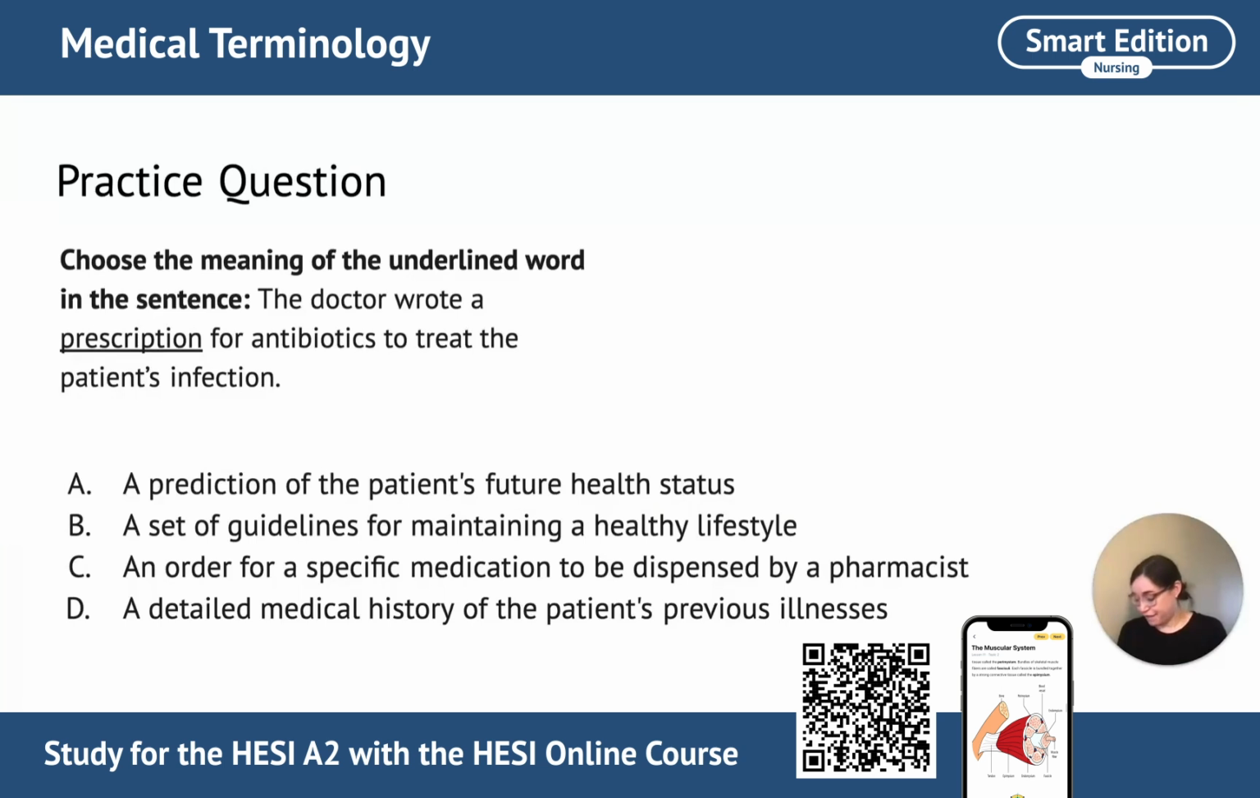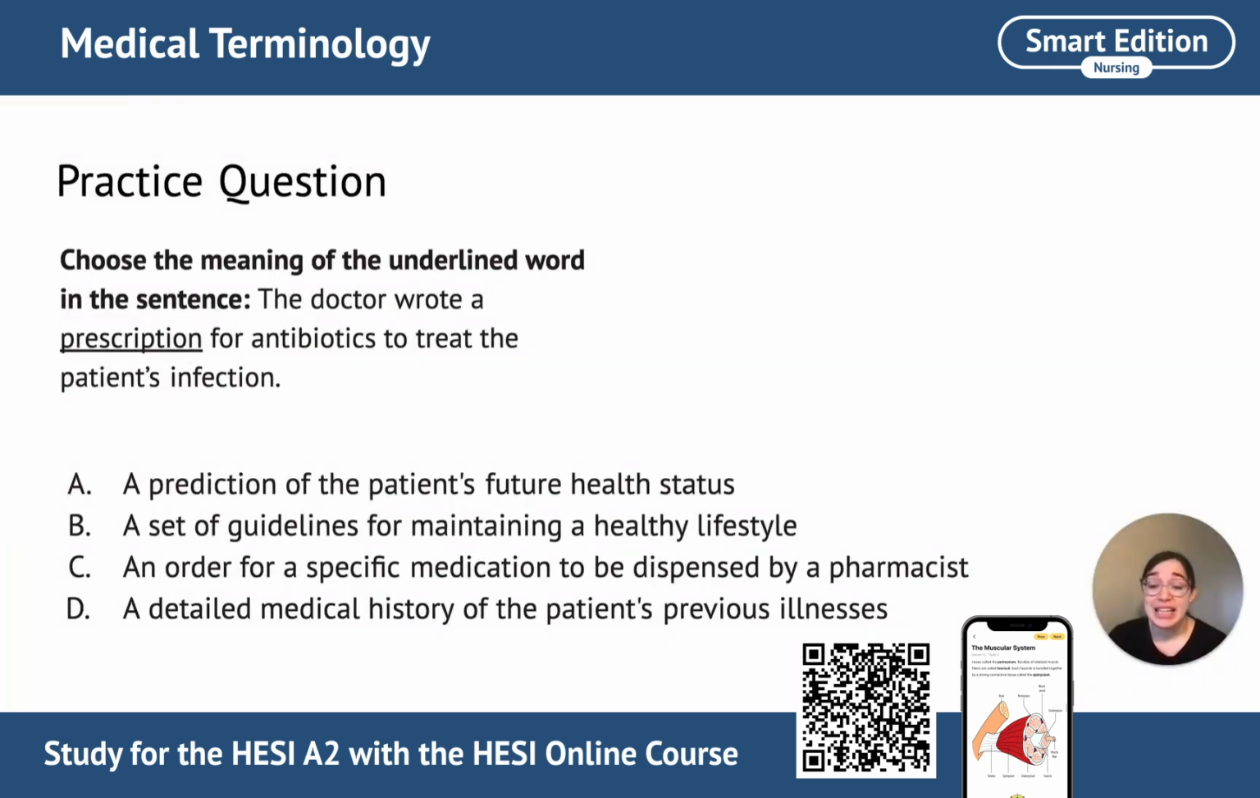All right, final question here. The doctor wrote a prescription for antibiotics to treat the patient's infection. What does the word prescription mean? Is it A, a prediction of the patient's future health status? Is it B, a set of guidelines for maintaining a healthy lifestyle? Is it C, an order for a specific medication to be dispensed by a pharmacist? Or is it D, a detailed medical history of the patient's previous illnesses?